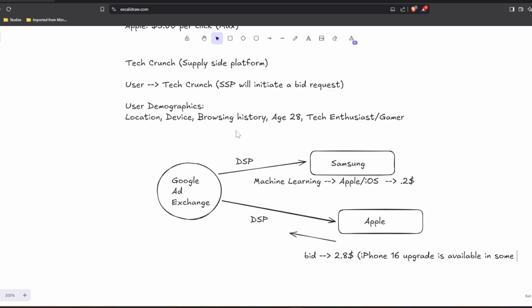So these algorithms analyze the user data and the search history, and make a bid value. And this ad exchange then runs a second price auction. Suppose there are other auctions going on as well.